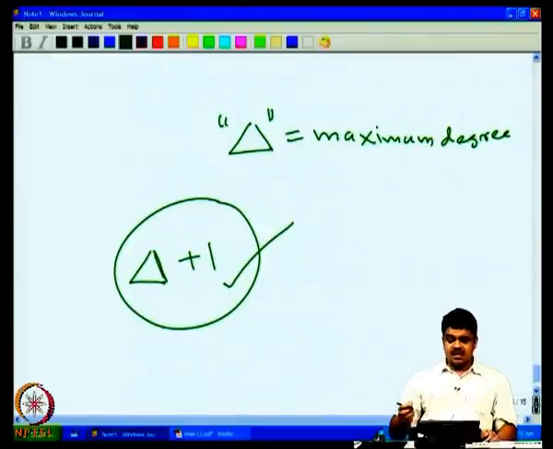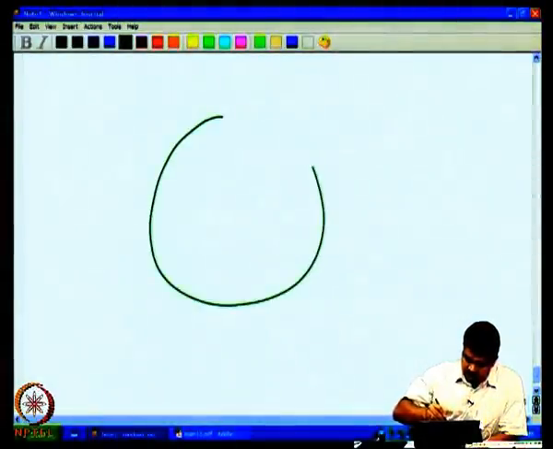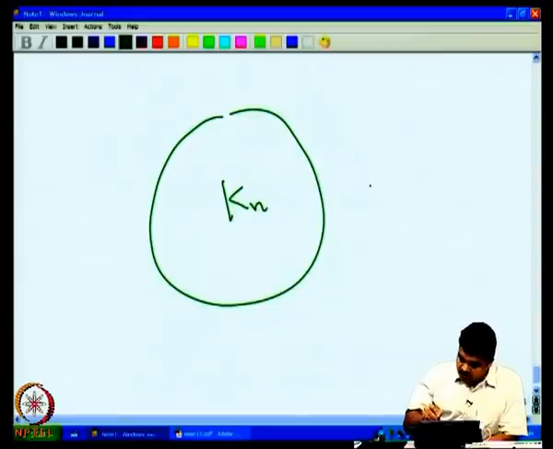But again, if you carefully look at it, it may come to your mind that maybe it is a little too much. So you may not use delta plus 1 colors in any situation. So is there any particular situation when you really use delta plus 1 colors, a tight situation, a tight example, where you have to use delta plus 1 colors? So one such example is the complete graph. For instance, if you consider a K_n complete graph on n vertices, what is delta?